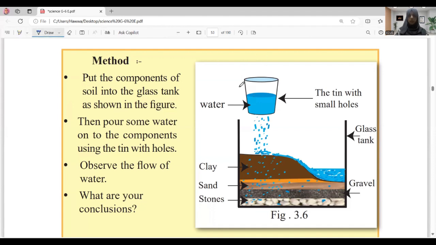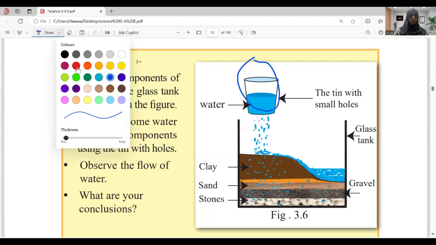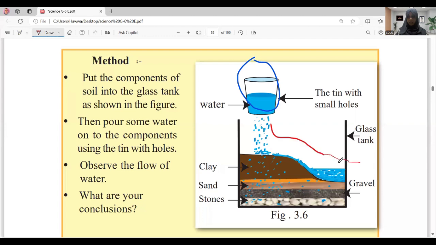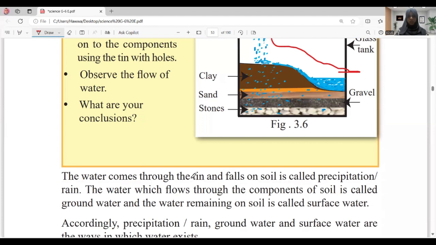Right. So here it falls like rain. This is the reason for using a tin with small holes. So what happens? Rain is falling down and spreading throughout these components. Now see, the water comes through the tin and falls on the soil.